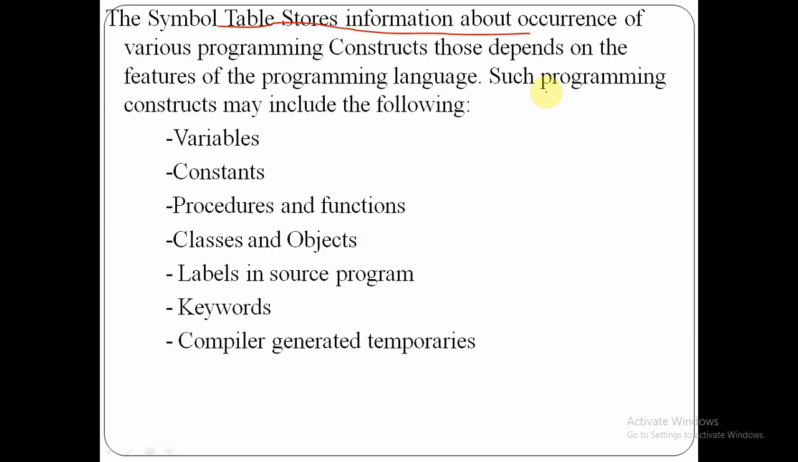So what entries or elements are going to be stored in the symbol table depends on the features of the programming language. Some common programming constructs are listed below: variables information, constants, functions, procedures, classes, objects, labels in the source program, keywords, compiler generated temporaries. So all these programming constructs information is stored in the compilation process in general.